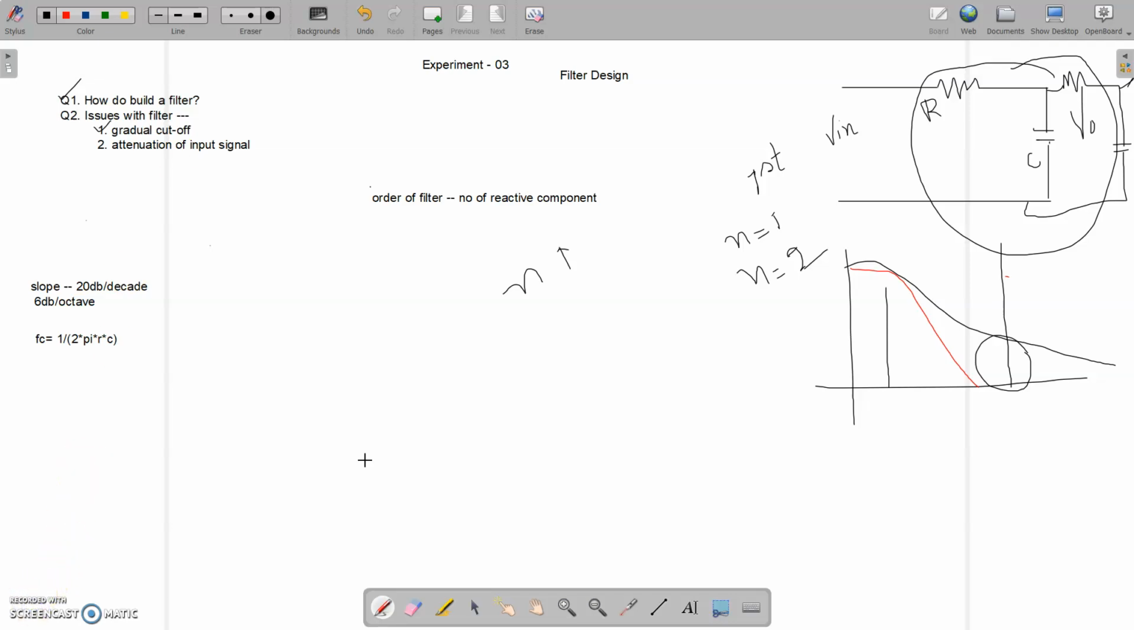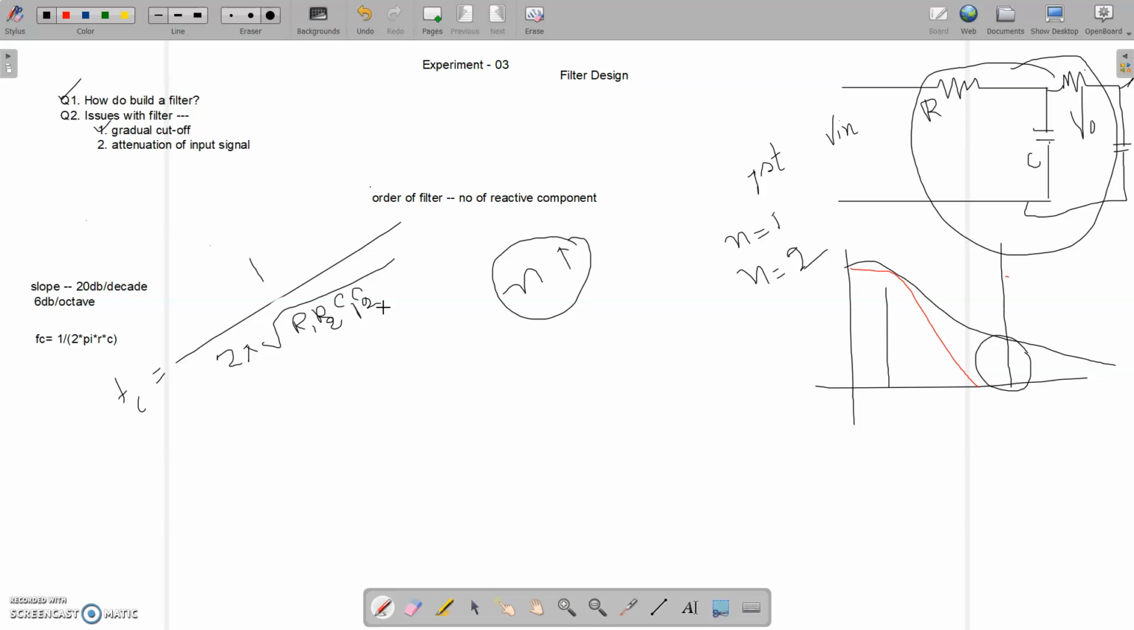Now you have probably noticed that as we increase the order of the filter, my cutoff frequency, which was previously 1 divided by 2π RC with n equals 1, has now changed. Because I have another resistor and another capacitor, it will change. So it will now become 1 divided by 2π root over R1 R2 C1 C2. That will be my new cutoff frequency.